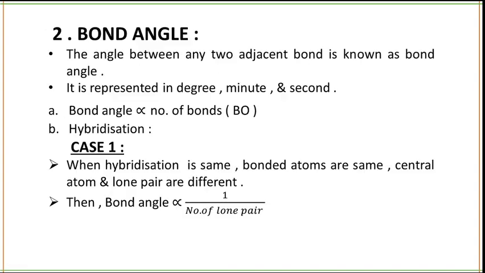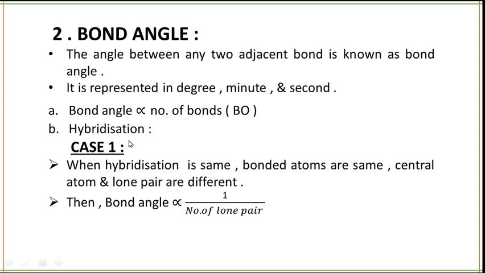Next is bond angle. The second parameter is your bond angle. The angle between any two adjacent bonds is known as the bond angle. This bond angle is represented in degrees, minutes and seconds. Bond angle is directly proportional to the number of bonds. If the number of bonds is maximum, then the bond angle will increase.